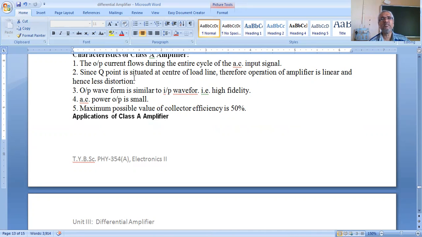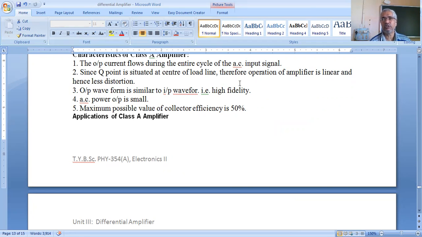आता सिन्स क्यू पॉइंट इज सिच्युएटेड ॲट द सेंटर ऑफ द लोड लाईन, देअरफॉर ऑपरेशन ऑफ द एम्प्लिफायर इज लिनियर अँड हेन्स लेस डिस्टॉर्शन. आता आपण बघितलं की क्यू पॉइंट आपण कुठे सिलेक्ट केला आहे? द क्यू पॉइंट इज सिलेक्टेड ॲट द center of the load line, and therefore there is an equal sign for positive and negative cycles of the input signal, and therefore there is less distortion, and this amplifier is a very linear, याला म्हणतो आपण linear amplifier, and hence it has very less distortion, and output waveform is similar to the input waveform, and that means high fidelity.